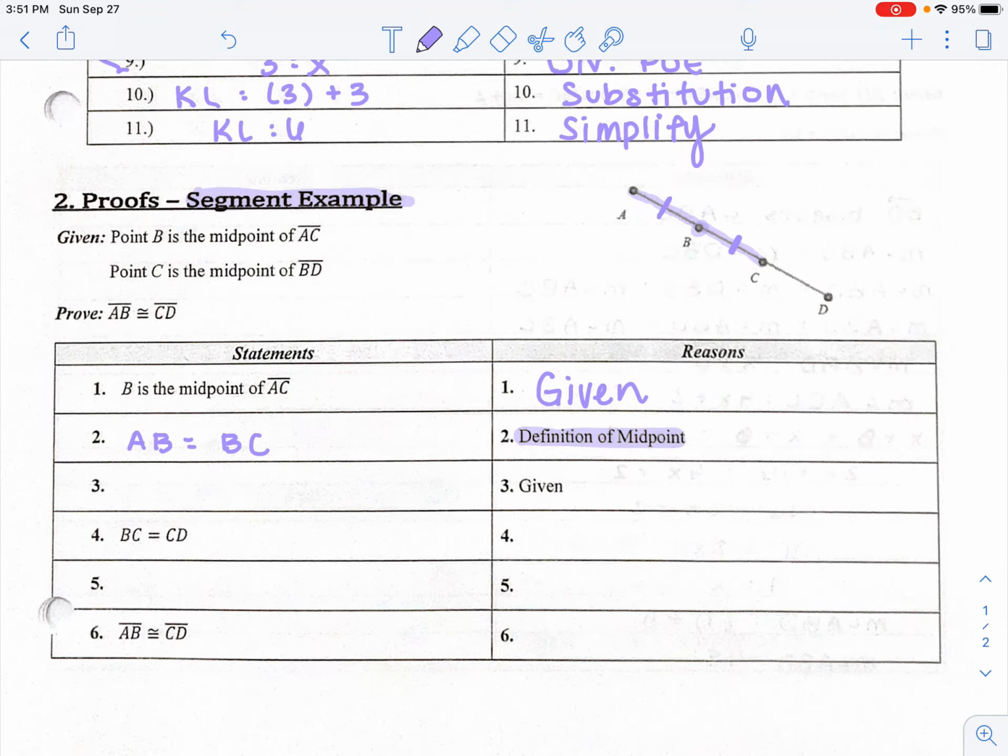All right, this next one says the reason was given. So it's probably going to tell us the next reason. The next given statement here is C is the midpoint of BD. Okay, C is the midpoint of BD, and it's given. Then it told us BC. So BC is the same as CD. Well, why do we know that they were the same? Because C was the midpoint. So my reason is going to be the definition of midpoint.